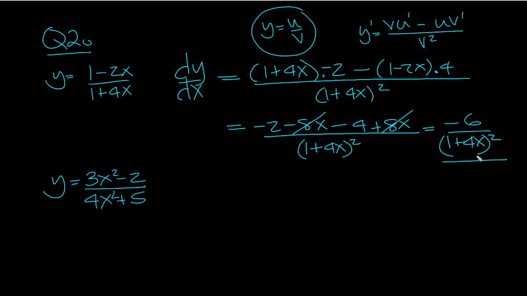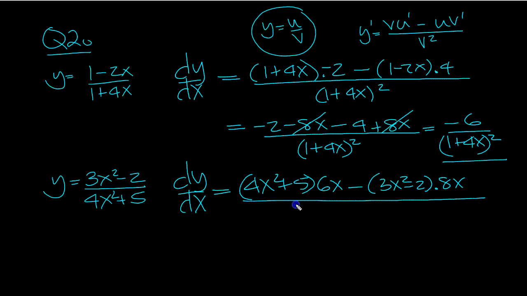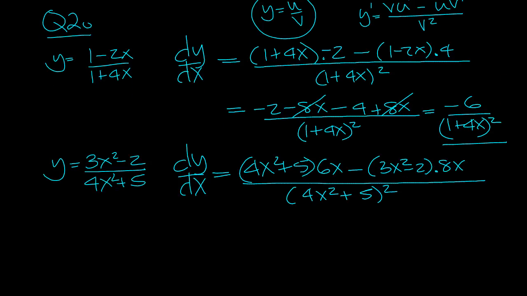Next one then. Okay, so again u and v. Be careful with the more than one terms because we need to put a bracket when we do the multiplication. So it's v du/dx, v times du/dx, this just differentiates to 6x, minus u, 3x squared minus 2, put a bracket, times dv/dx, and this goes to 8x and 0, all over v squared, more than one term, put a bracket.